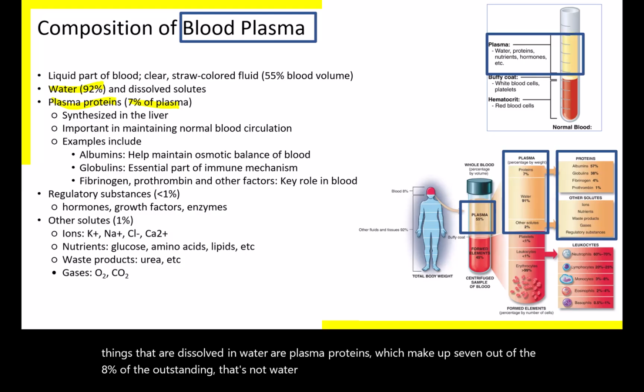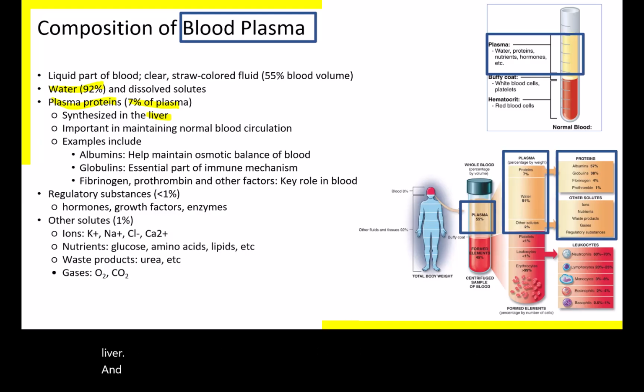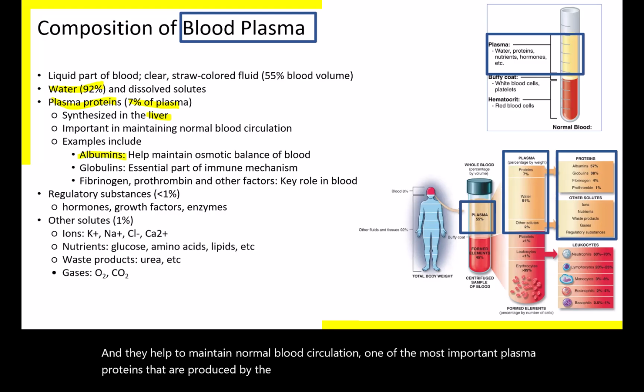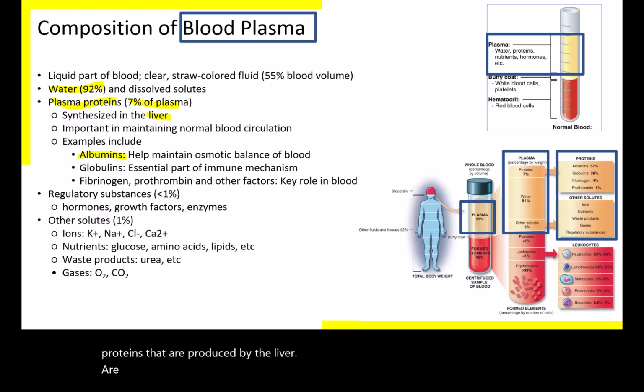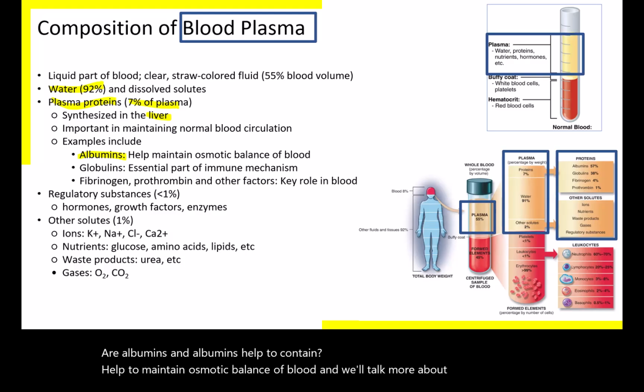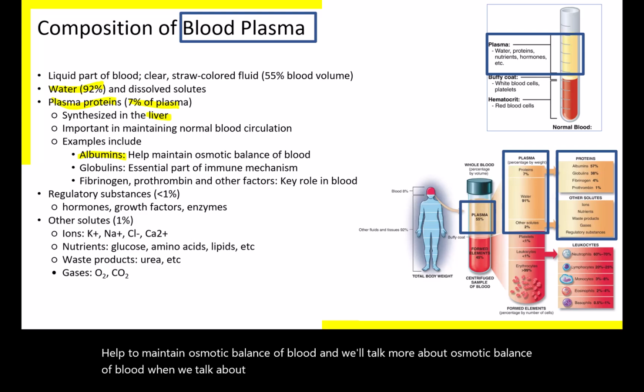And these plasma proteins are produced in the liver, and they help to maintain normal blood circulation. One of the most important plasma proteins that are produced by the liver are albumins. And albumins help to maintain osmotic balance of blood. And we'll talk more about osmotic balance of blood when we talk about the urinary system, as well as talking about fluid and electrolyte balance.